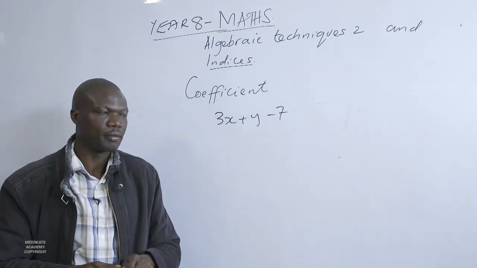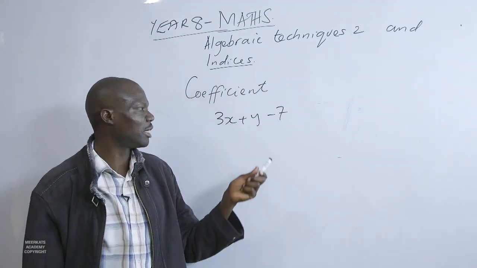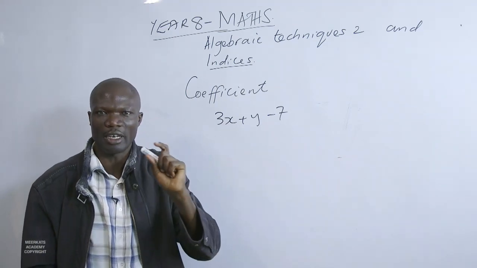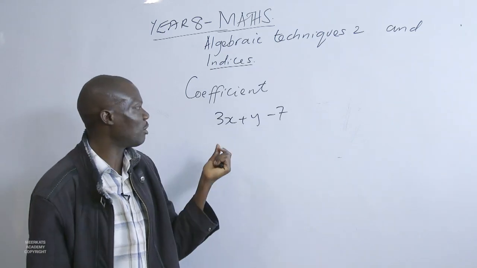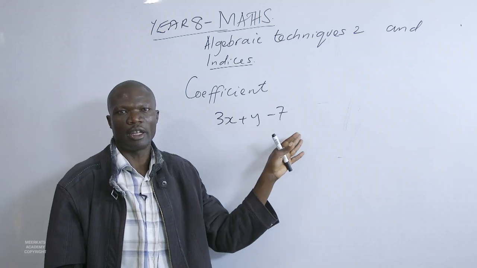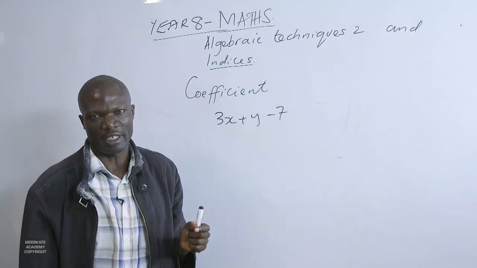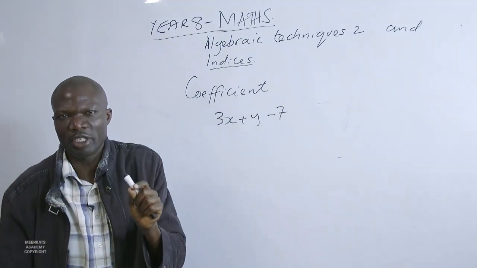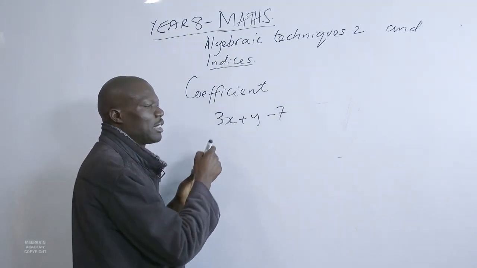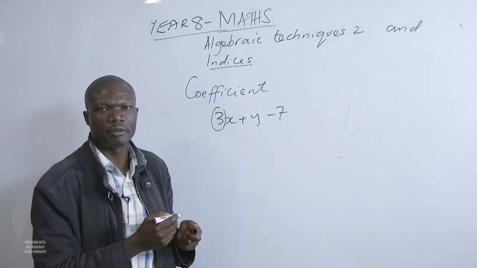3x plus y minus 7, this is an expression made up of three terms: 3x, y, and then we have a constant, 7. When you look at 3x, what is the coefficient of x here? Coefficient of x is 3.